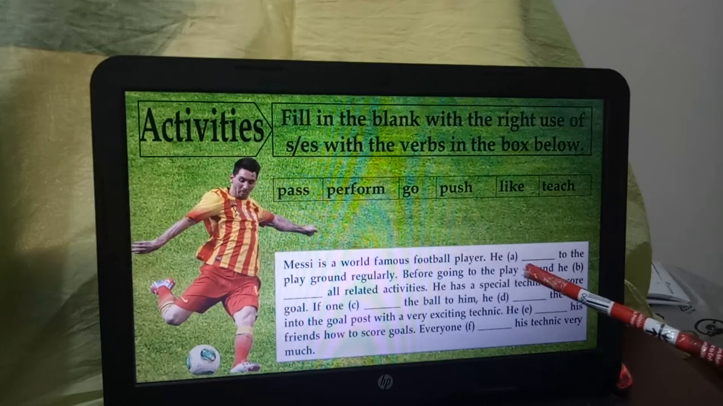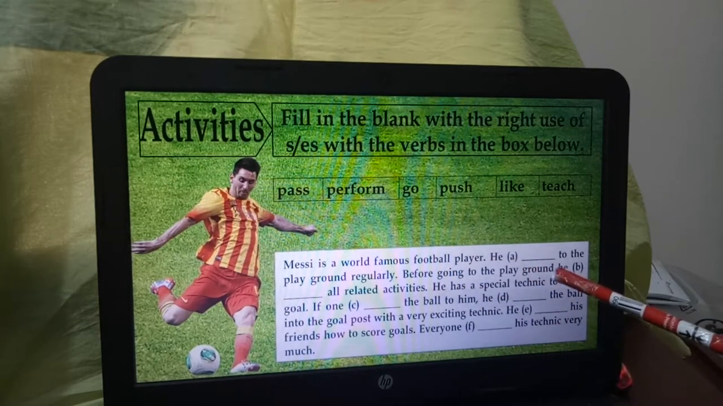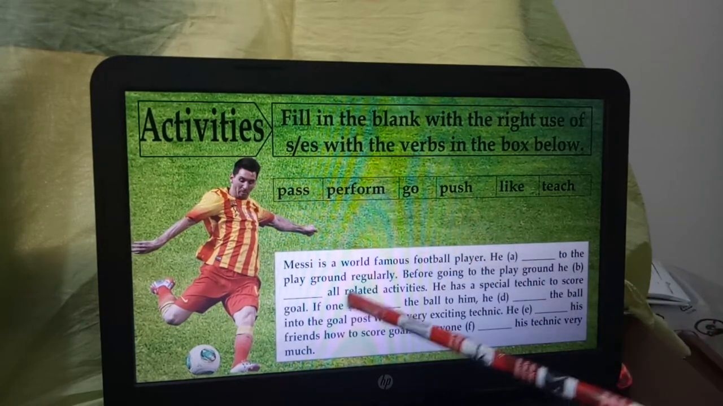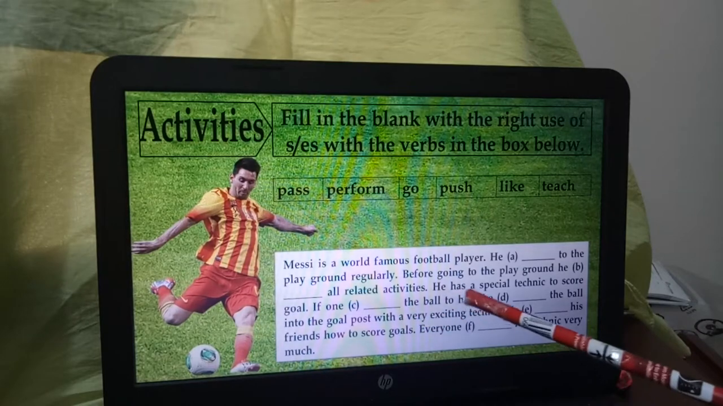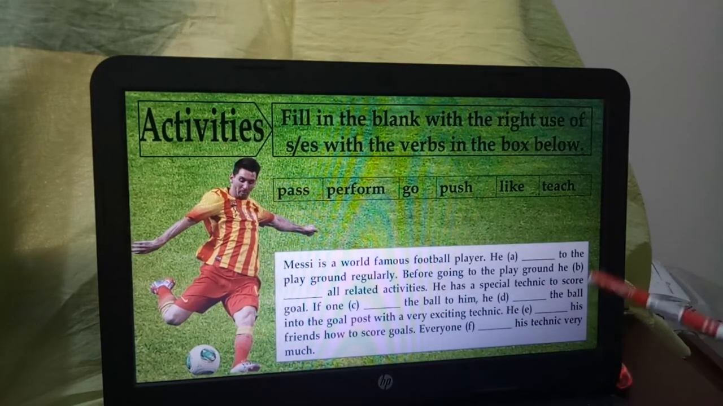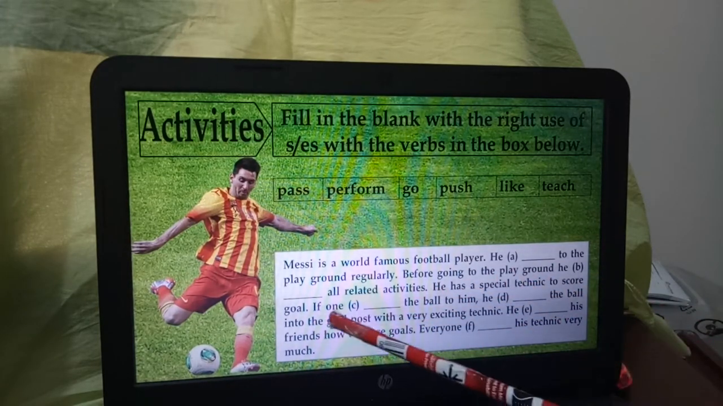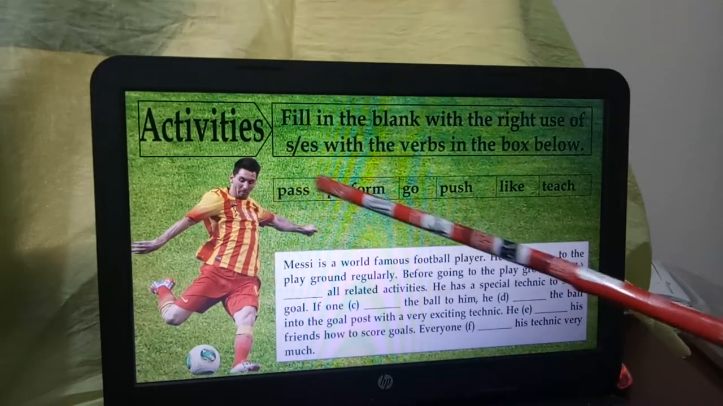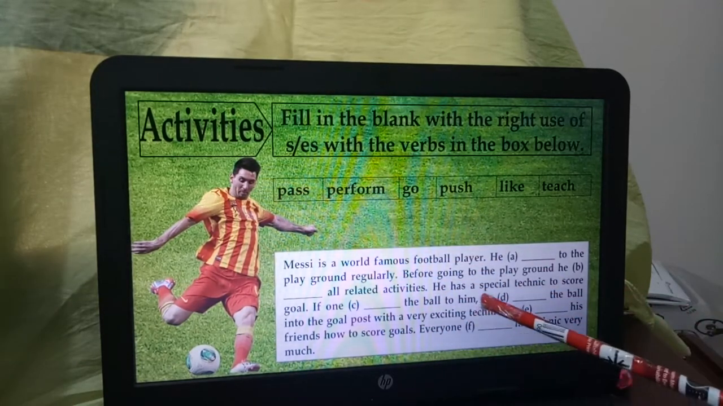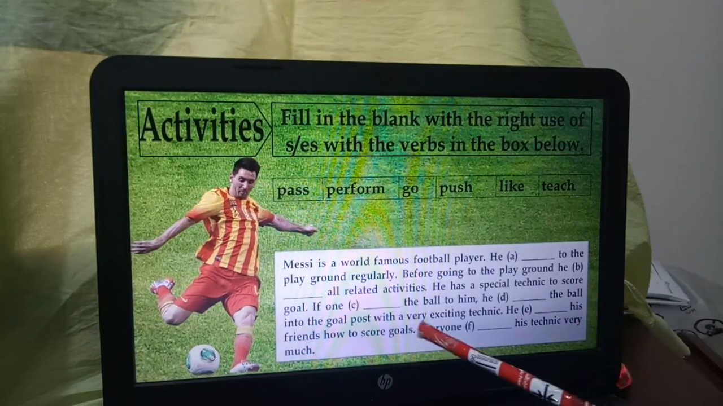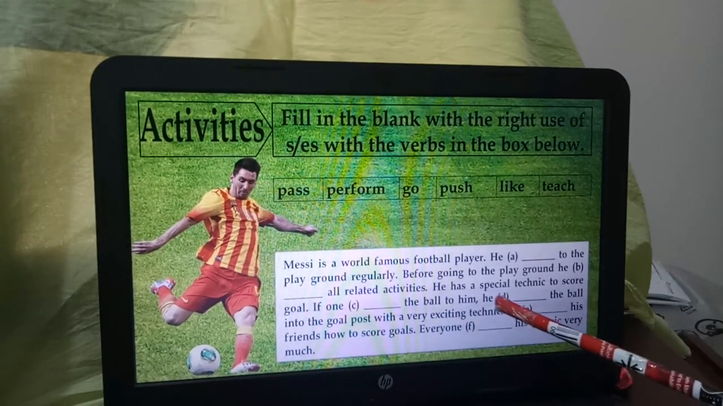Before going to the playground, he performs all related activities. He has a special technique to score goals. If a teammate passes the ball to him, he dashes the ball into the goal post with a very exciting technique.